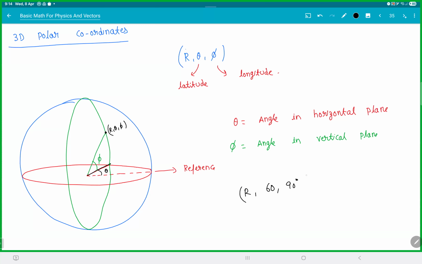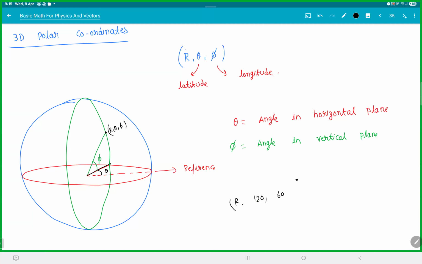R, 60, 90. Where will your hand point? Put your hand in front of you, rotate 60 degrees to the right, and then go 90 degrees straight. Where are you pointing? Up, right? You're pointing towards the North Pole, like you're pointing to the ceiling. Making sense? Suppose I say R 120, 60, where are you pointing?